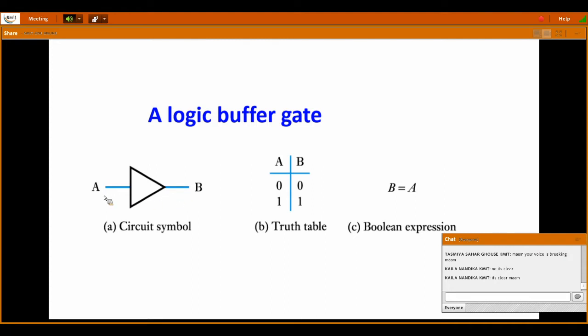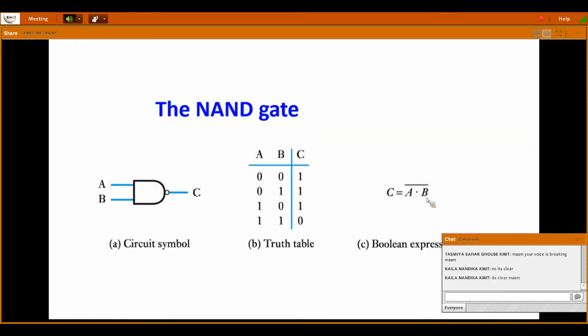If input is A, output is B, and its symbol is simply a triangle. And this is the truth table. Since only one input is there, 2 power 1, so 2 combinations in the truth table. For input A 0, output is also 0; input 1, output is equal to 1. So B is equal to A. This is the Boolean expression for the logic buffer gate.